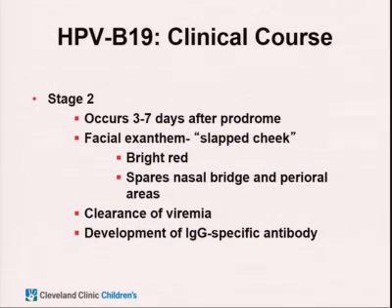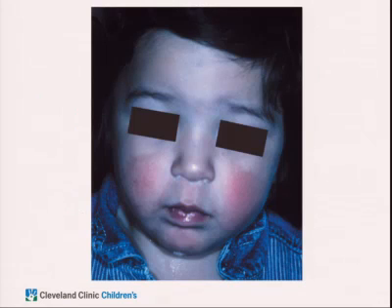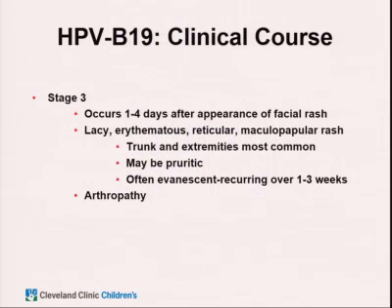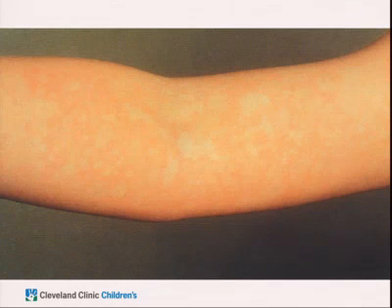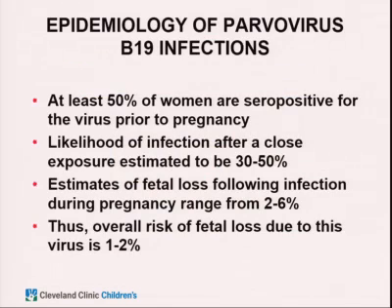So this is stage 2, when they develop the rash, the classic slap cheek, but again, they've already cleared their viremia. This is the classic fifth disease. And then stage 3 is when they develop the lacy reticular rash, usually on the extremities. It's maybe pruritic. It can come and go over 1 to 3 weeks. And they can also have mild arthropathy here, which is much more common in adolescents and adults, okay? And this is the classic lacy reticular rash that we see.